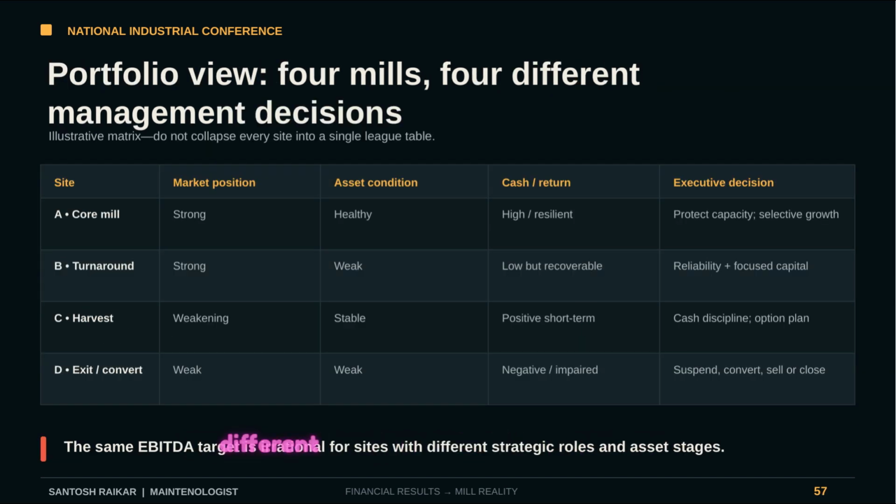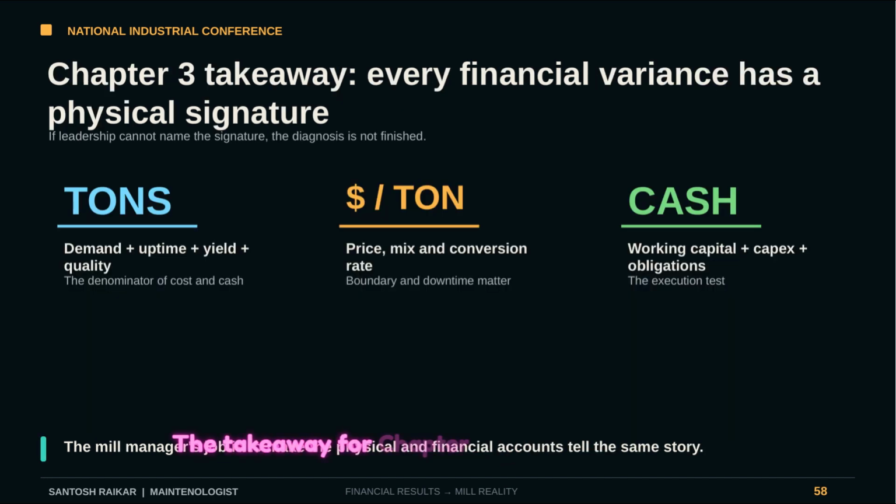In a portfolio, different mills require different decisions. A core mill needs protection, while a harvest mill needs cash discipline. Giving every site the same EBITDA target is irrational if their strategic roles differ. The takeaway for Chapter 3: every financial variance has a physical signature. If you can't name that signature, whether it's yield, uptime, or quality, your diagnosis isn't finished.